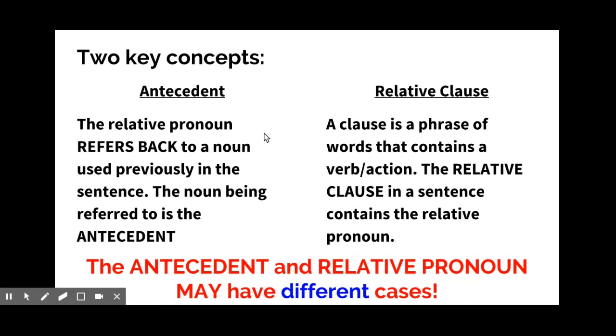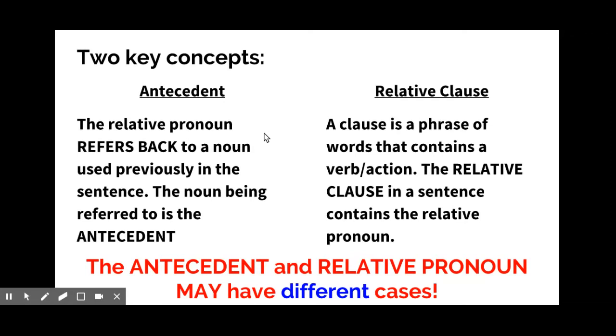And then we have a term called a relative clause. You might remember from your language arts background that a clause is a phrase of words that contains a verb or an action. The relative clause in a sentence contains the relative pronoun and, by default, some sort of verb or action.